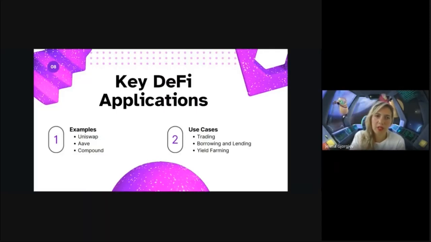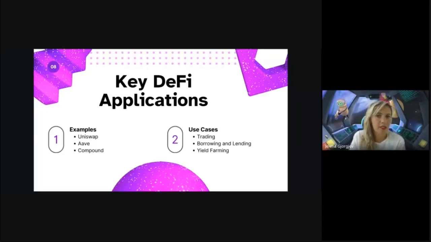So Uniswap is a decentralized exchange, or DEX, that enables users to trade cryptocurrencies directly with each other without the need for a centralized intermediary. It uses an automated market maker, AMM, model, where liquidity is provided by users who deposit their tokens into liquidity pools. And this allows for continuous permissionless trading, making it easy for anyone to swap tokens. And this is actually what we're going to do in the second workshop.